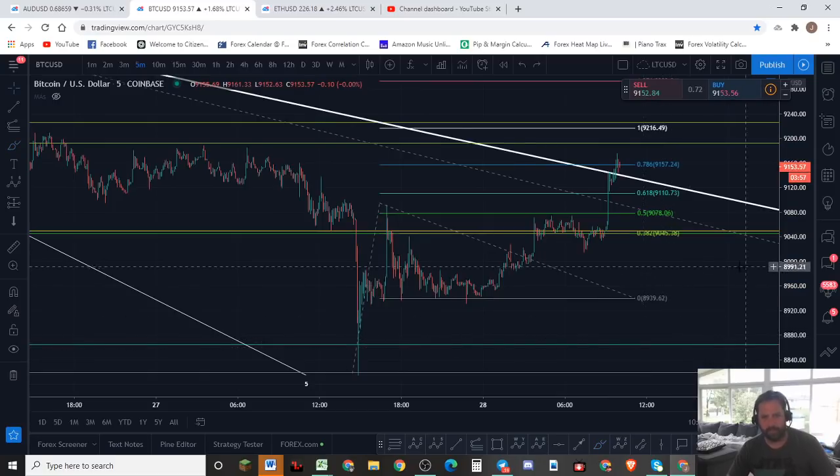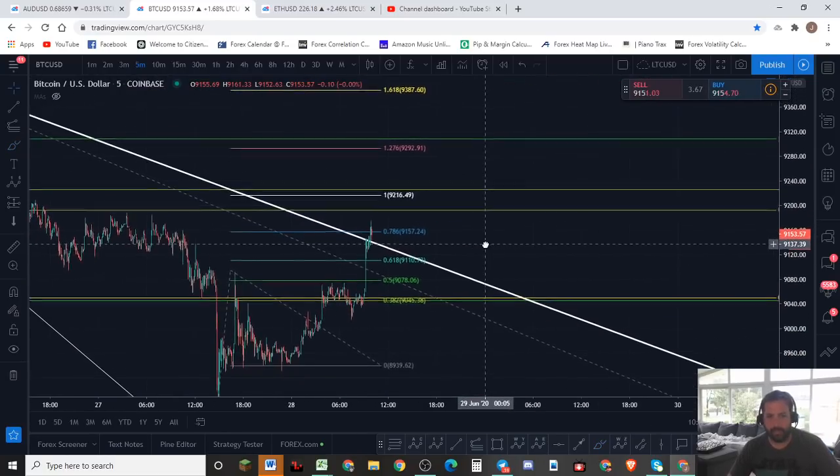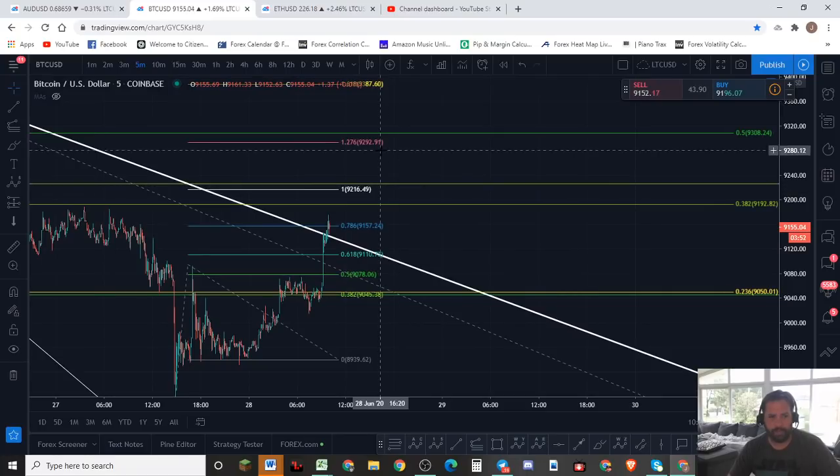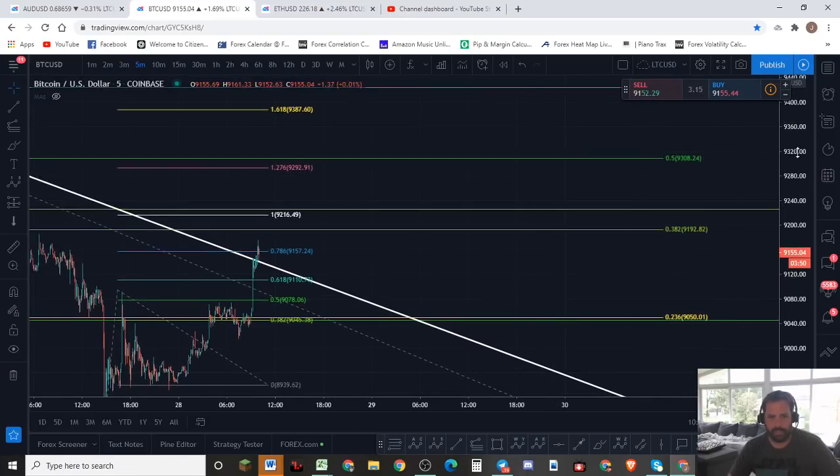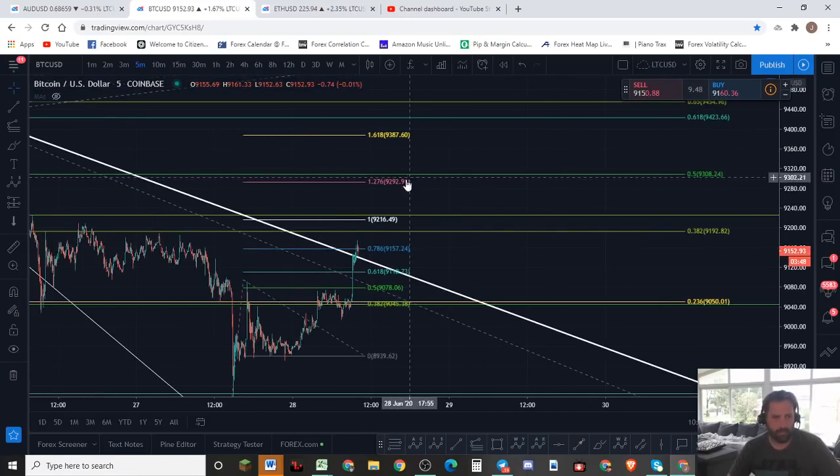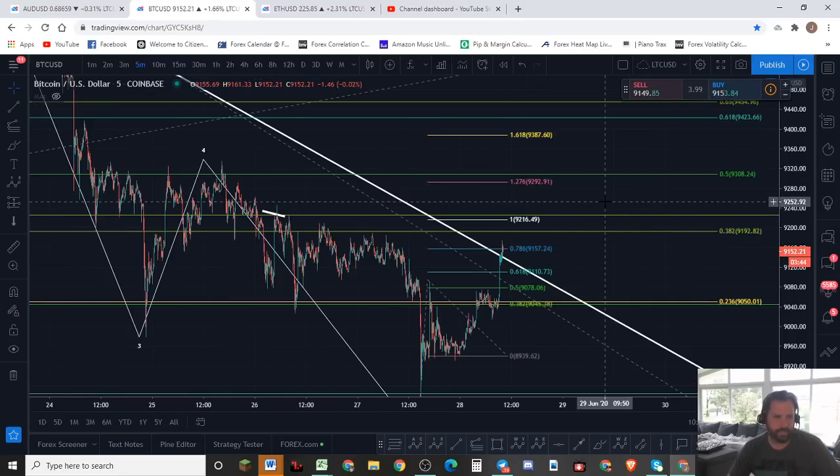It looks like the first target is going to be $9,200. 92 is where I'd be watching. $9,300 is the secondary target, the 127 extension. If we get up there, guys, that's close to 50%. That may be finished after that. Once we get up here, that may be finished, and we head on down from there. So be careful. It may not get any more complex than that.